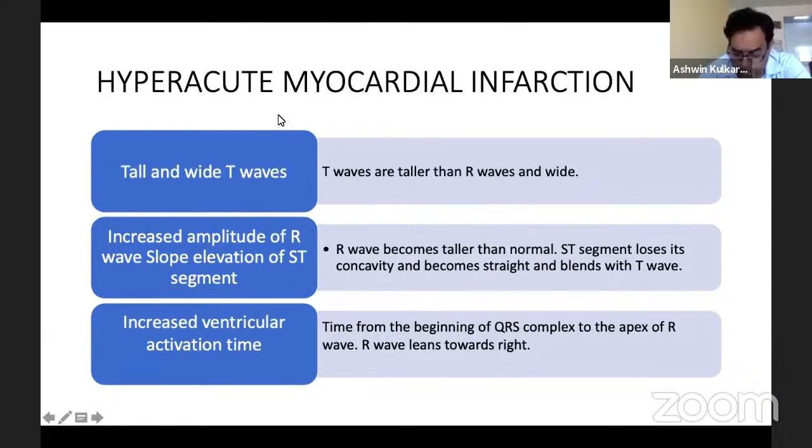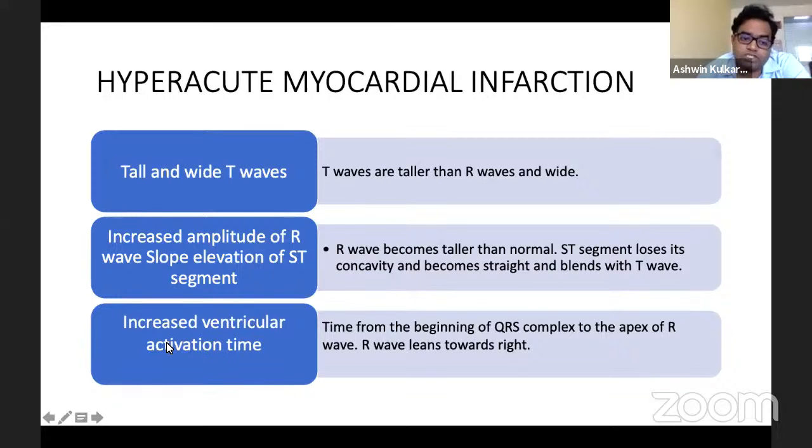So hyperacute MI has very tall and wide T waves. What is the mechanism for these tall and wide T waves? They say that the cells of the myocardium have intracellular hyperkalemia. So this intracellular hyperkalemia leads to tall and wide T waves. These T waves are taller than the R waves, with increased amplitude of R wave and slope elevation of ST segment. So gradually the ST segment becomes elevated.